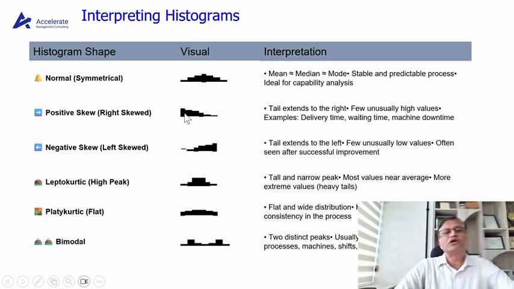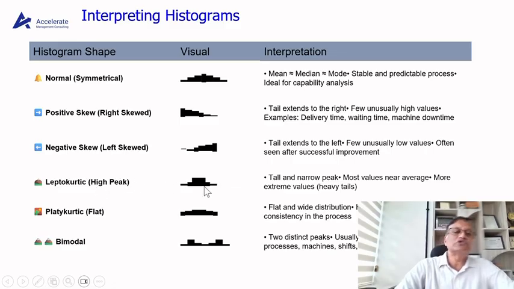If we get data which is skewed on the positive side, it is called right-skewed data, and this can have a few unusually high values on one side. Similarly, on the negative side, sometimes you get negatively skewed data if you are doing a data analysis after successful improvements.